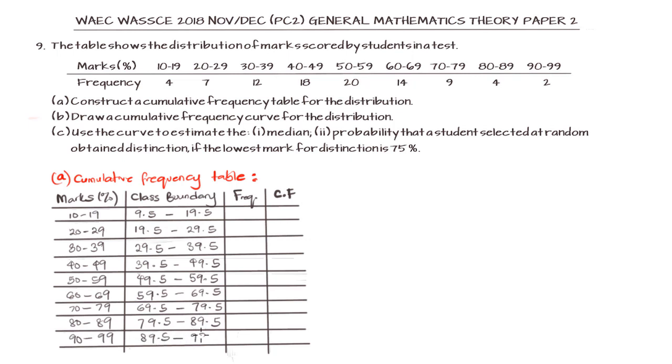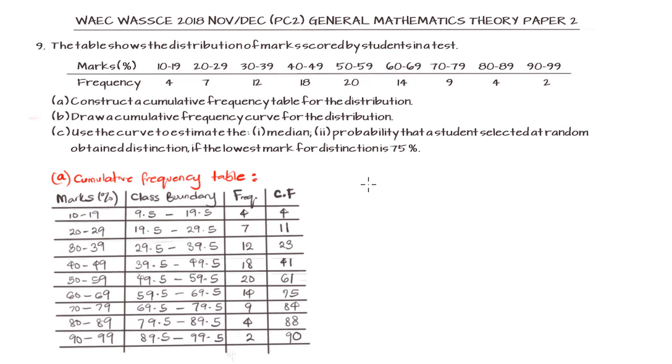Then our frequency, we're given this frequency: 4, 7, 12, 18, 20, 14, 9, 4, and then 2. Now, to get the cumulative frequency, we add each of the entries: 4 plus 7 is 11, 11 plus 12 is 23, 23 plus 18 is 41, 41 plus 20 is 61, 61 plus 14 is 75, 75 plus 9 is 84, 84 plus 4 is 88, and 88 plus 2 is 90.